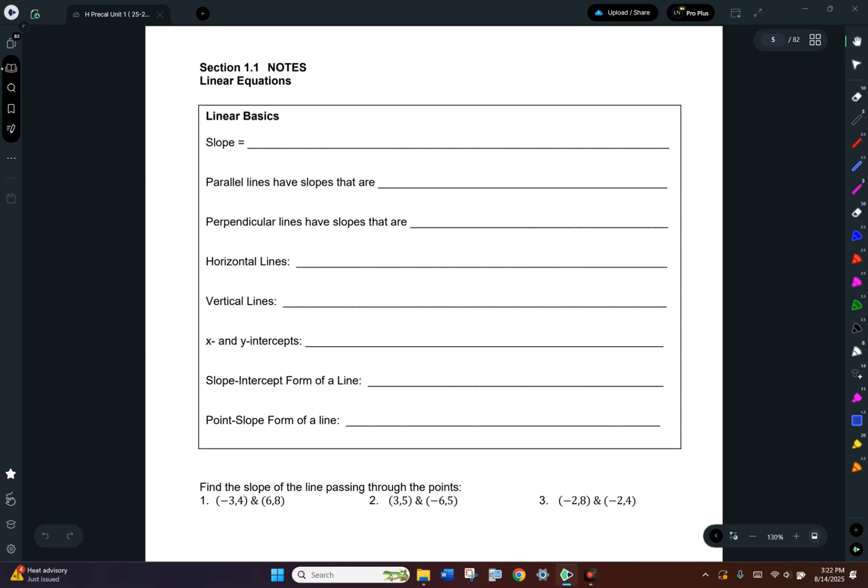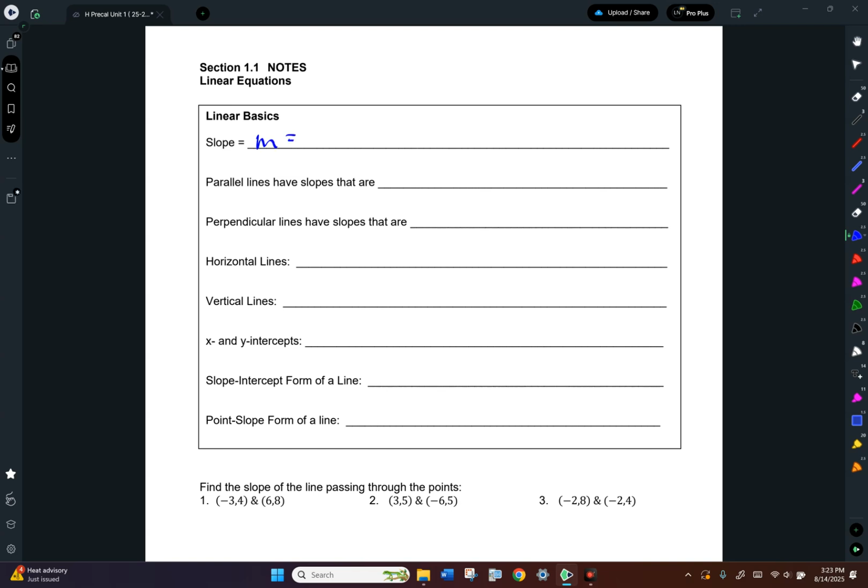So remember slope. Usually when I say, what do you remember about slope? Everybody wants to say y equals mx plus b. But y equals mx plus b is not just slope. It's slope and y-intercept, right? The m is the slope. So let's just think about the m part of the slope.